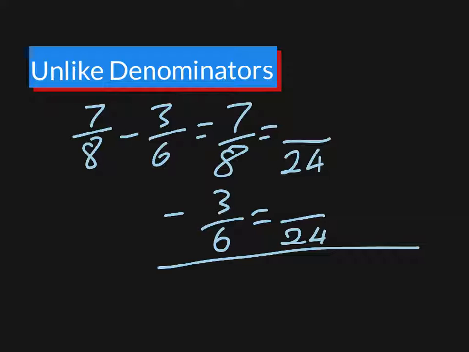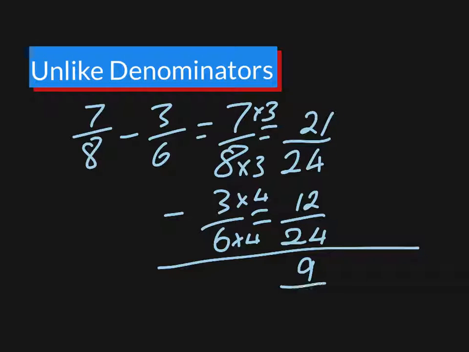Now 8 times 3 is 24. So 7 times 3 is 21. And 6 times 4 is 24. So 3 times 4 is 12. And now we're going to subtract. 21 take away 12 is 9, gives us 9/24.